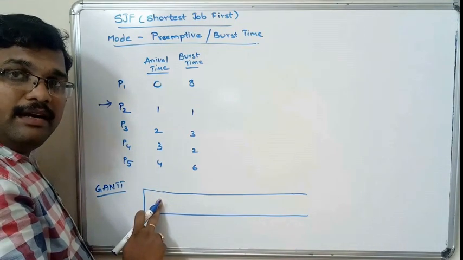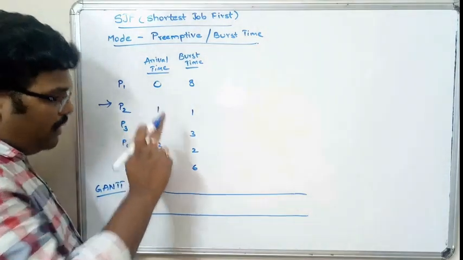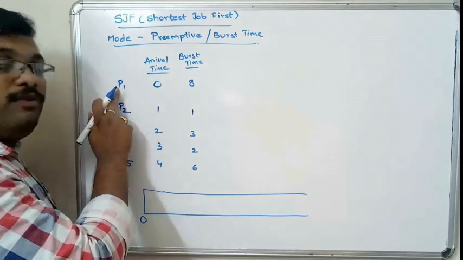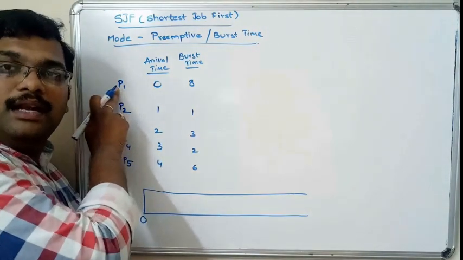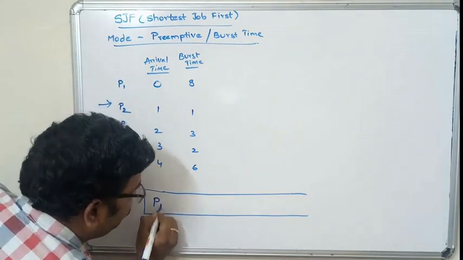So actually P2 should be allocated to the CPU, but P2 arrived at 1. So at time 0, only P1 is available in the ready state. So P1 should be allocated.